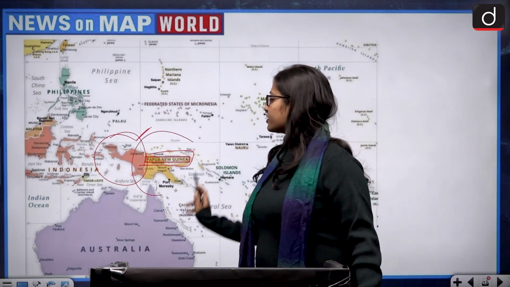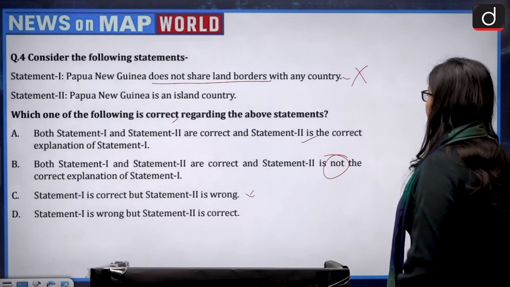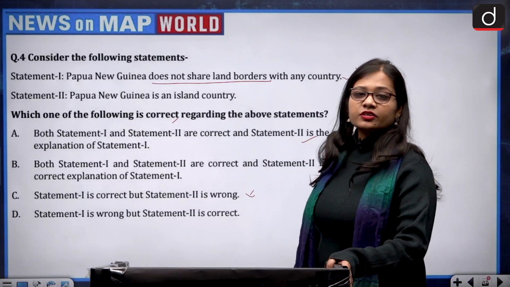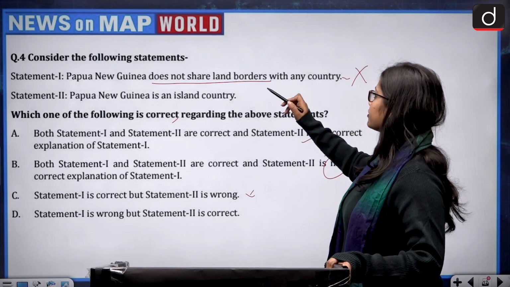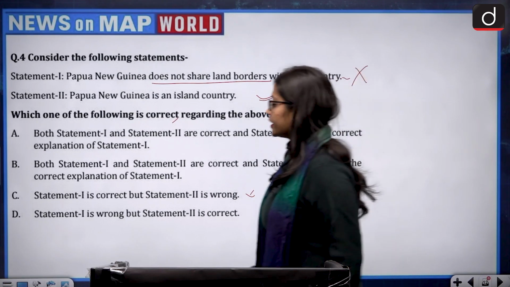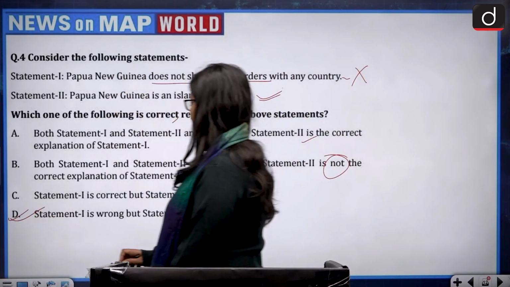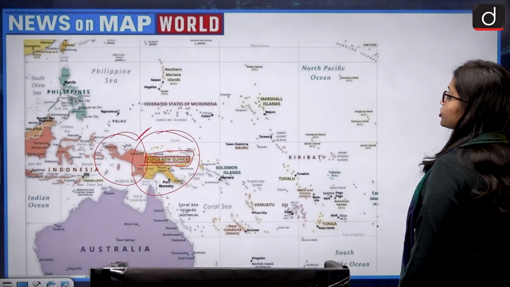So very clearly it is visible that Papua New Guinea is an island country. From all sides it is covered with water. So statement 1 is wrong, statement 2 is correct. So the correct answer becomes option D, that is, statement 1 is wrong but statement 2 is correct. Now moving on to the next question.